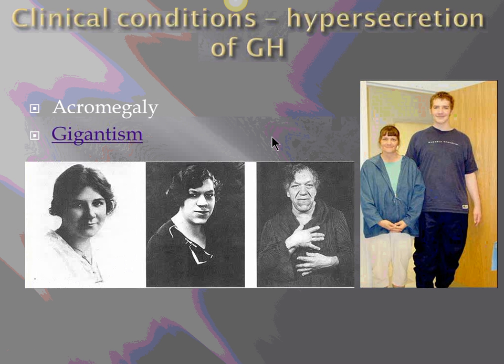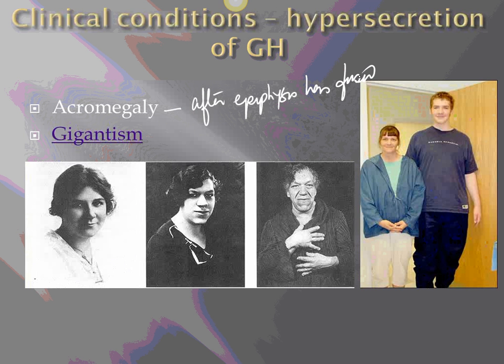So let's look at some clinical conditions where there is hypersecretion of growth hormone. So there are two types. One is after the epiphyseal plates have fused. So after the epiphysis has fused, now there can be no growth in length, but bone can keep getting deposited on the outside, right? So that kind of bone deposition on the outside is known as appositional growth.